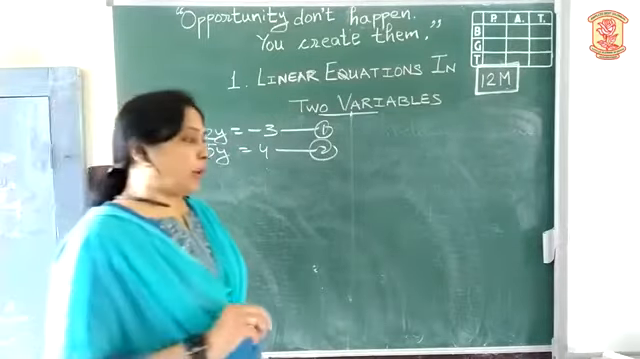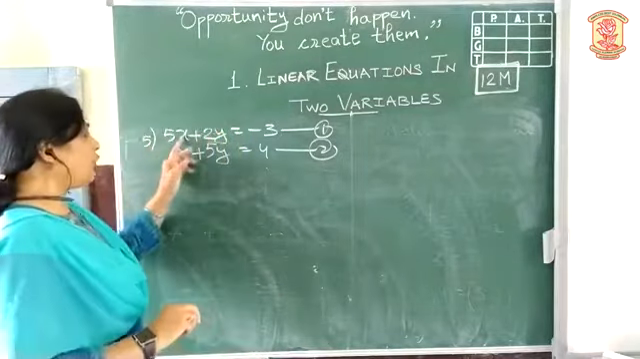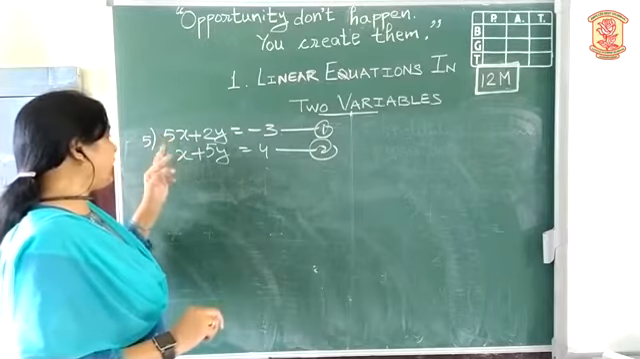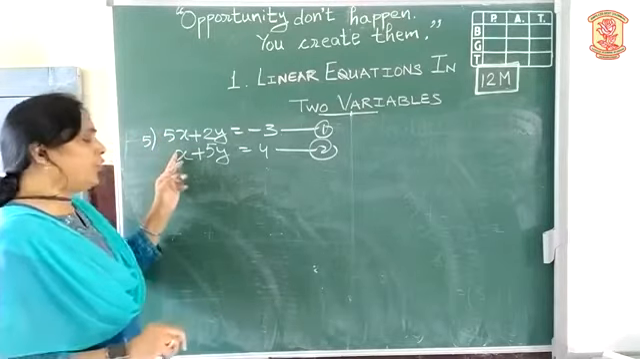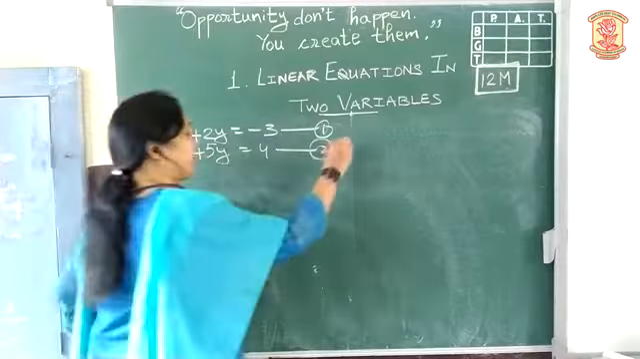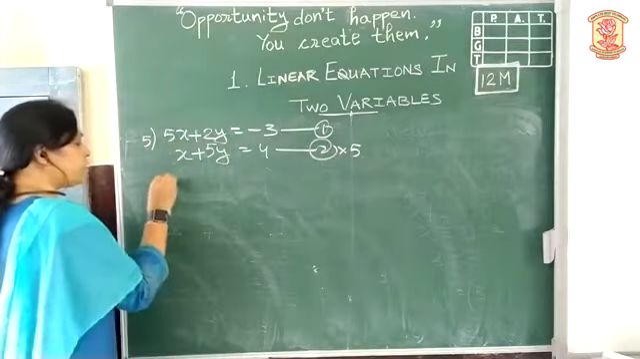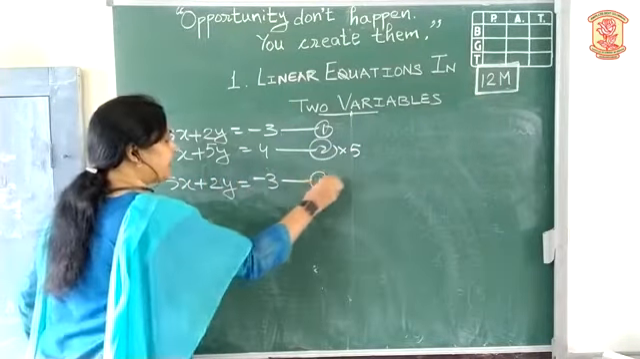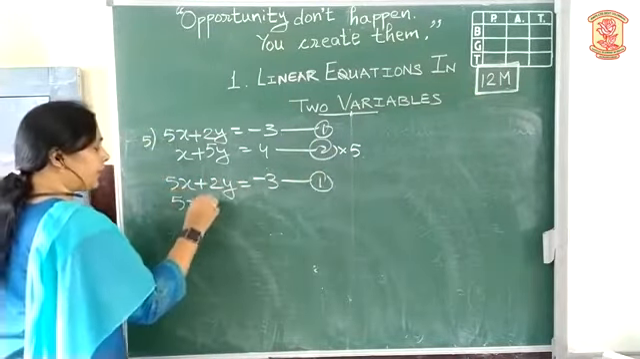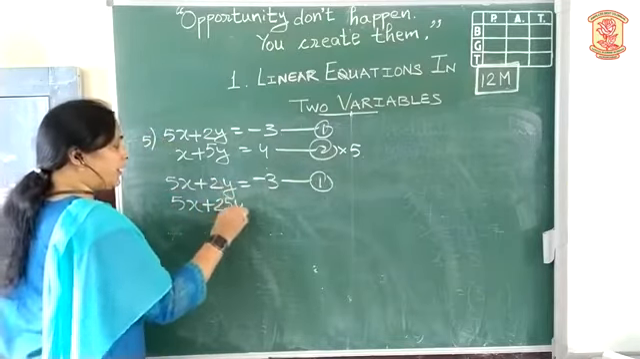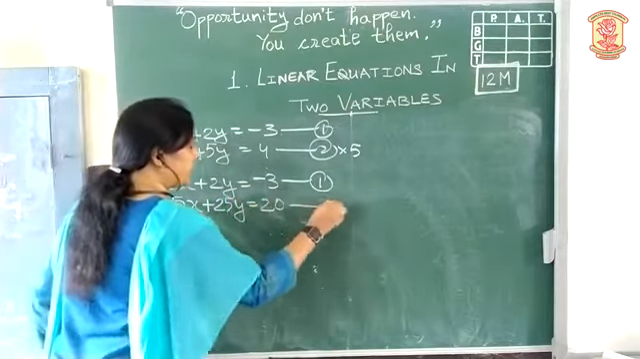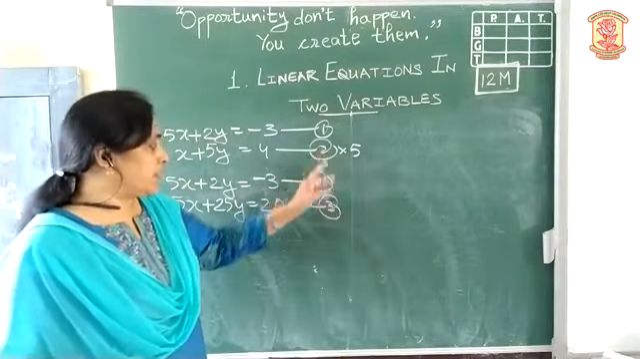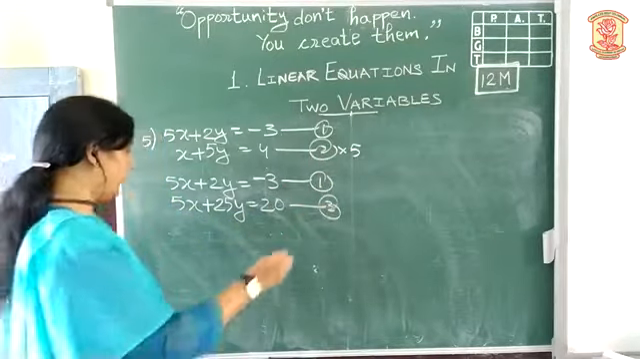Again, we are going to equalize the coefficient. The coefficient of which variable are we going to equalize? x, because here the coefficients are 5 and 1. So what are we supposed to do? We'll multiply equation 2 by 5. So the first one remains as it is, and the second one becomes 5x plus 25y equals 20, since 5 fives are 25 and 5 fours are 20. This changes, so we are going to change the number of that equation. This was second, so we are going to write it as the third one.